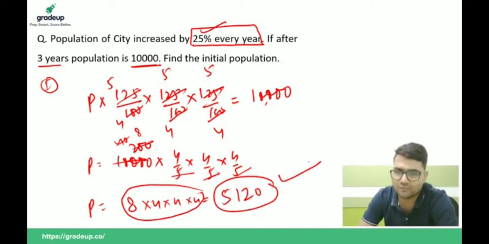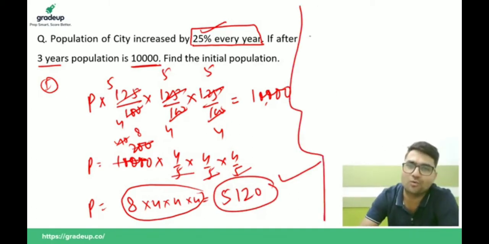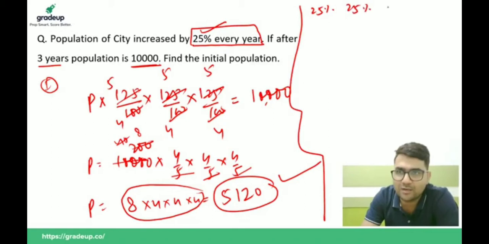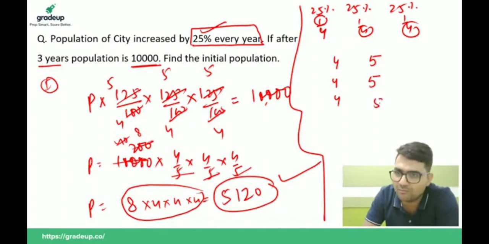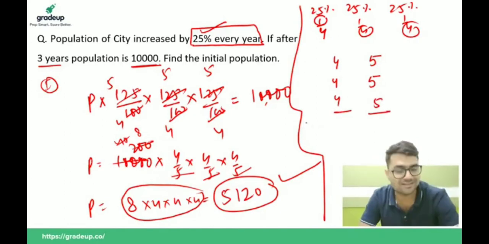So this is one of the methods, or you can apply the method of chain rule. 25% increment, 25% increment, 25% increment. I can write this as this, this, and this. This means if the initial population is 4, then it increases by 1, and the population becomes 5. So this is the chain rule, as I have already discussed in the chapter of profit and loss in successive discount.